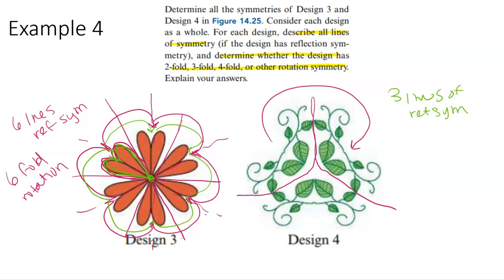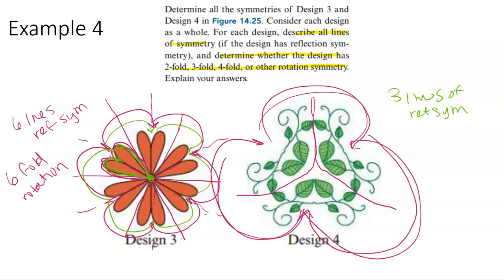Would rotate right onto itself, and then rotate, and then rotate. So that would be 1, 2, 3. So it's got 3-fold rotation symmetry. Let's look at some more examples here.